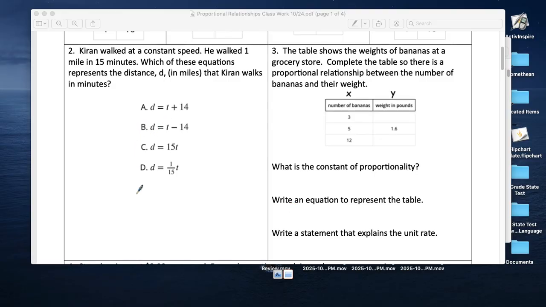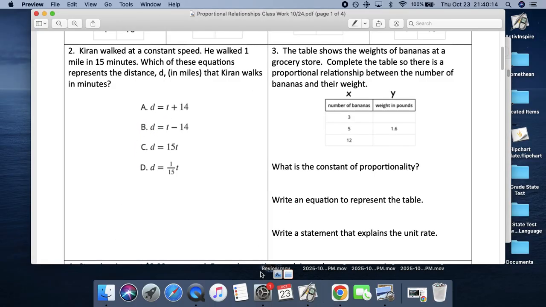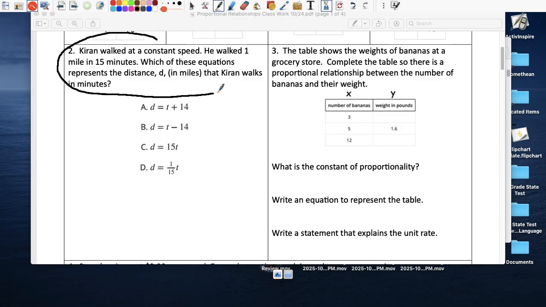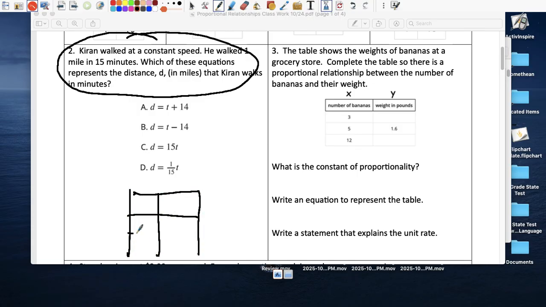So here, I would create a table. One of these four equations matches this scenario here where he walked 1 mile in 15 minutes. So notice how your equation is set. If you want to find the distance that you travel, you have to do something. For example, in letter A, you have to take the time and add 14. In B, you take the time and subtract 14. D says multiply the time by 15, and the last one says multiply the time that you walk by 1 over 15.